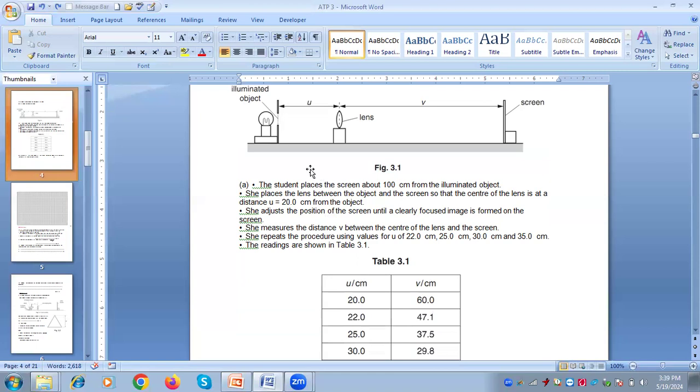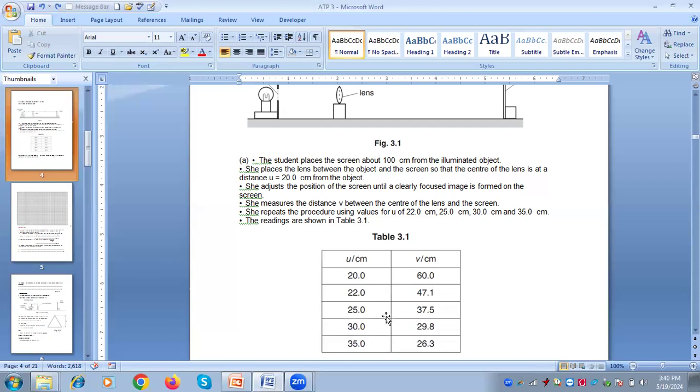So it means she keeps on increasing the distance, she keeps on increasing u. It means she must be moving either the lens towards the screen or moving the object away from the lens. Two things are possible. The object distance in the first reading is 20 centimeter. And what is the image distance v for that object distance? That is 60 centimeter.